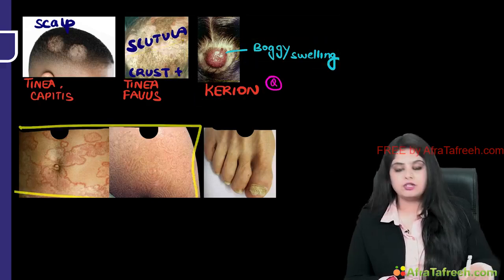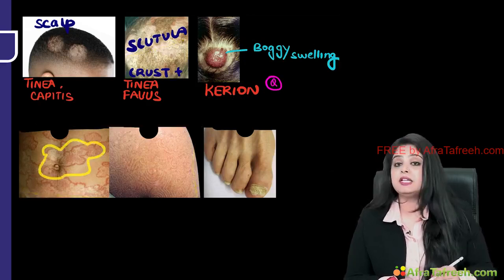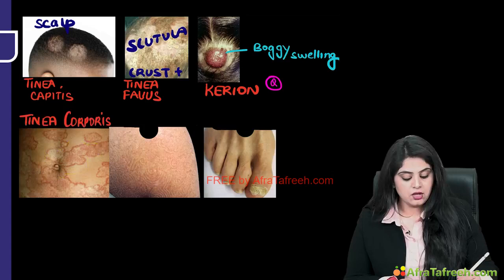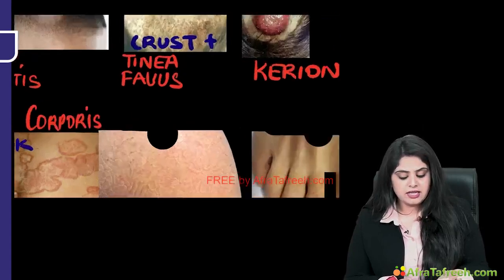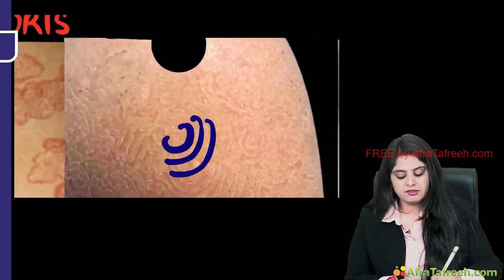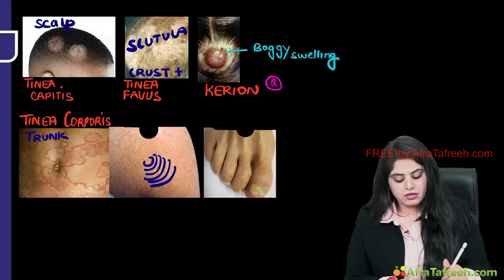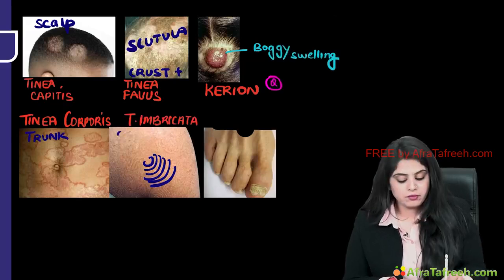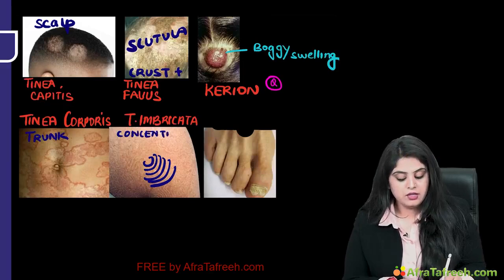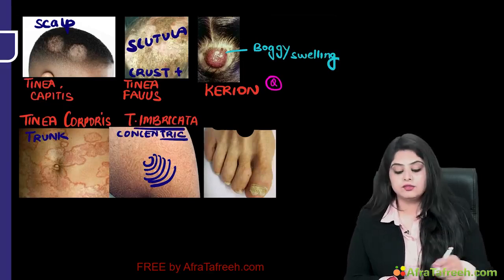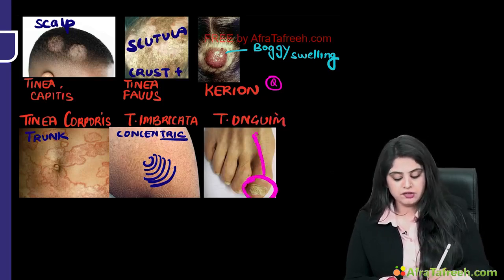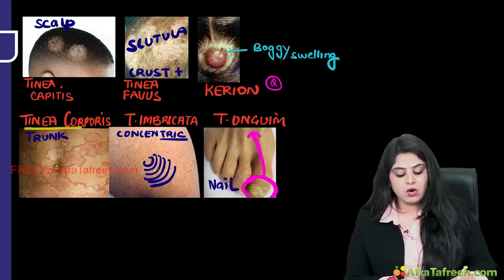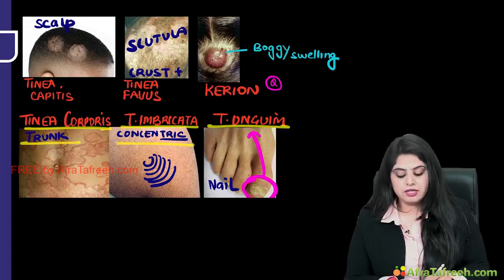Now let's come to the trunk area. If the fungal infection is happening in the trunk, you call it tinea corporis. Corporis basically means there is involvement of the trunk. In the next one, can you see something round, something concentric happening like this? So think logically, or from a rhyming point of view: if it is concentric, it is imbricata, so tinea imbricata. And finally, if there is involvement of the nail, nail is always going to stand for ungium, so tinea unguium. Simple. These are corporis for trunk, imbricata for concentric and unguium for nail.